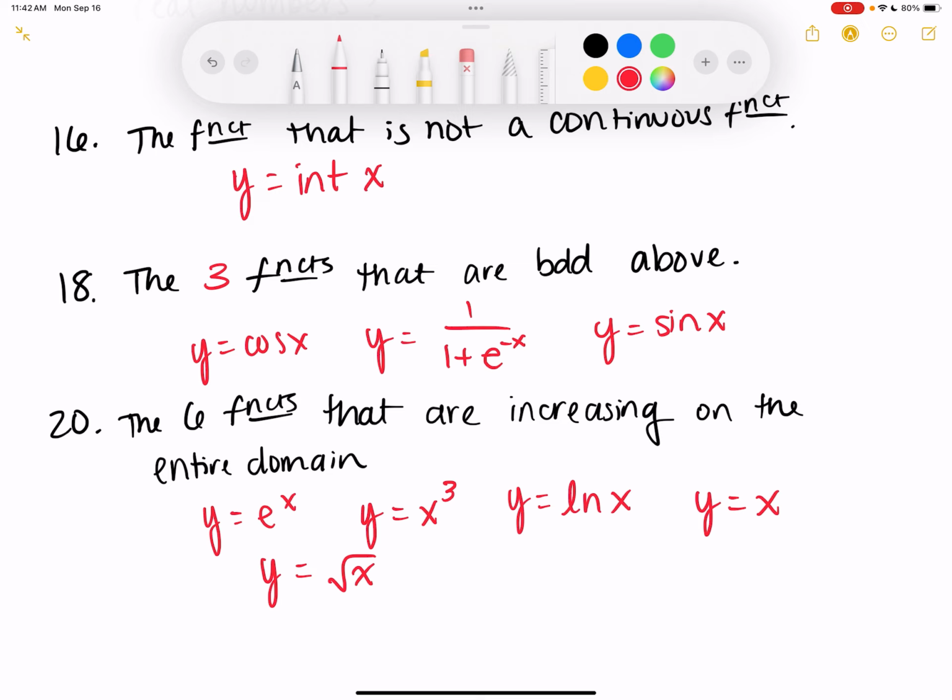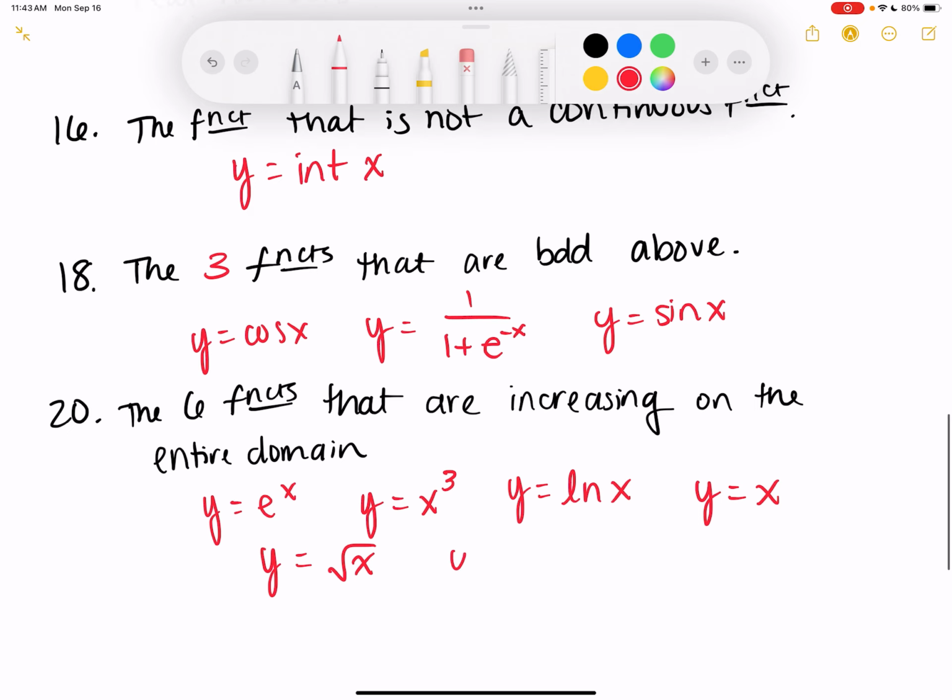And there's one more. Greatest integer? Nope, not that one. It's another one we've used several times already. 1 over 1 plus. Yep. So this one's probably the hardest to see.